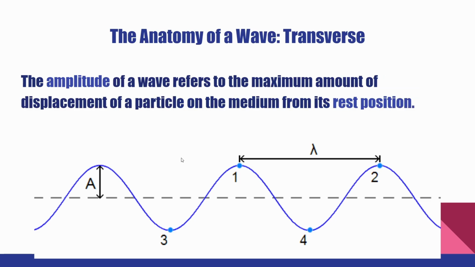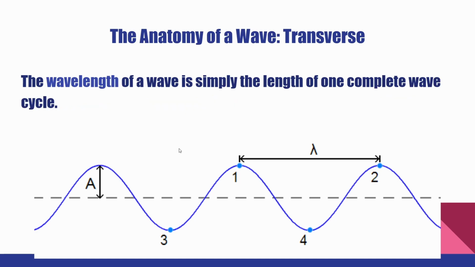The amplitude of the wave is the distance from the equilibrium. If you cut right through the middle of the wave, that's the equilibrium. The distance from either the equilibrium to the crest or the equilibrium to the trough should be the same amount in all the waves we're working with.